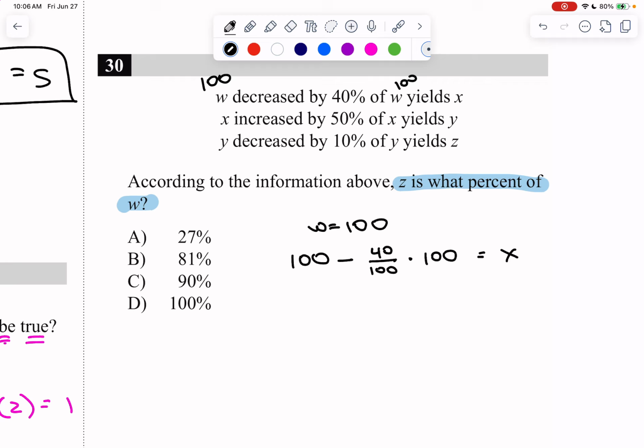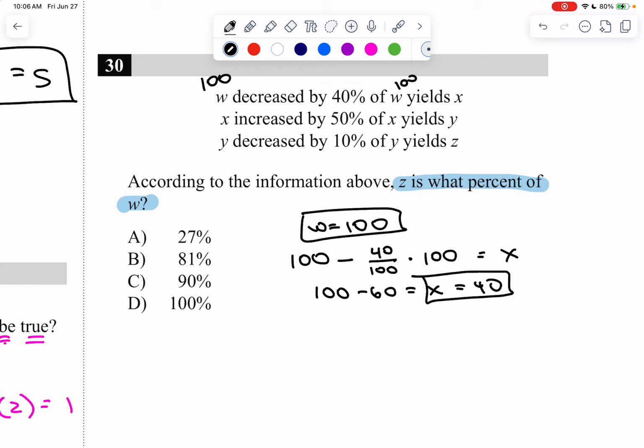Now I can grab my calculator and punch that right in, and I'll find out that that's 100 minus 60, which gives me that my X equals 40. I'm gonna box my variables there. Then I'm gonna take that 40, I'm gonna take that X, and I'm going to increase it by 50% of 40. Well, you might know that 50% of 40 is half of 40. That's 20. If I increase 40 by 20, I get 60.